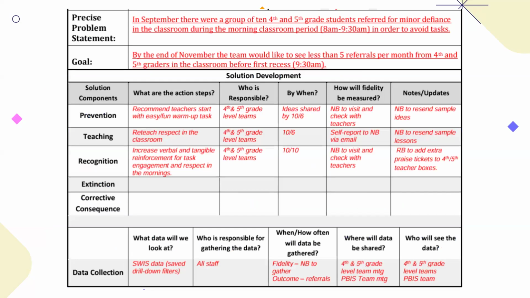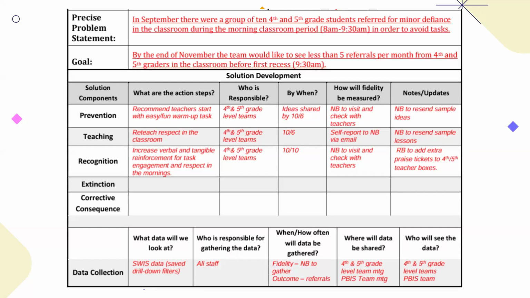So whenever we're drilling down our data, it's really important to come up with a precise problem statement based on the who, what, where, when, and why. It is very, very specific. Here is a perfect example to share with you. In September, there were a group of 10 4th and 5th grade students referred for minor defiance in the classroom during the morning classroom period, which happened to be from 8 to 9:30, in order to avoid tasks.